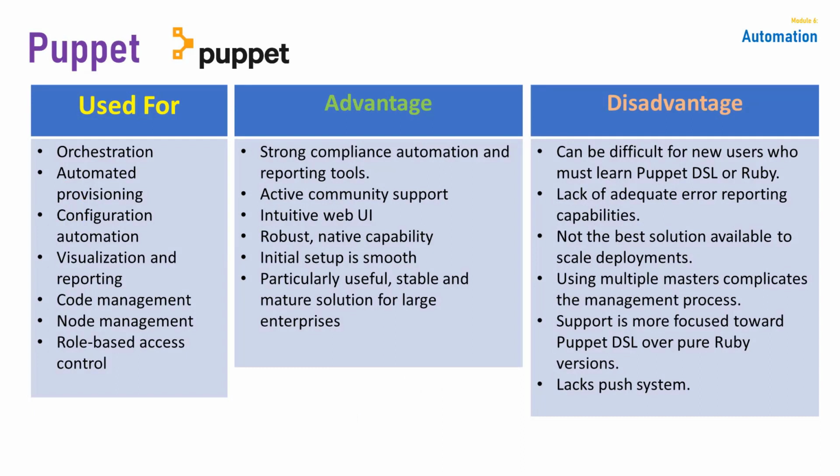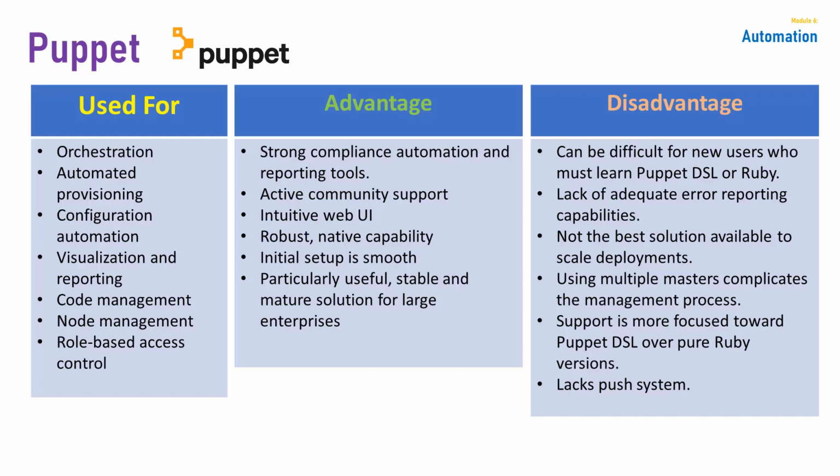Now let me give you a high-level overview of the four orchestration tools, including their use cases, advantages, and disadvantages. The first one is Puppet. Puppet is a robust configuration management and automation tool. Cisco supports the use of Puppet on a variety of devices such as Catalyst switches, Nexus switches, and the Cisco Unified Computing System or UCS server platform.